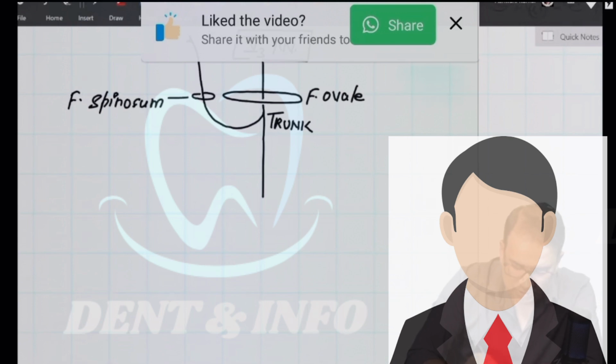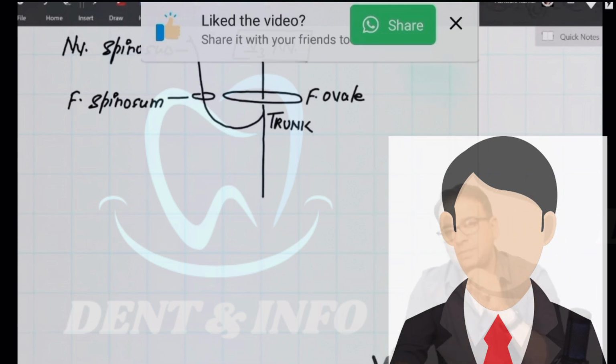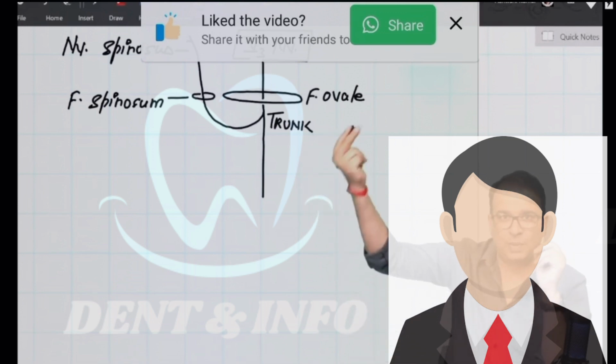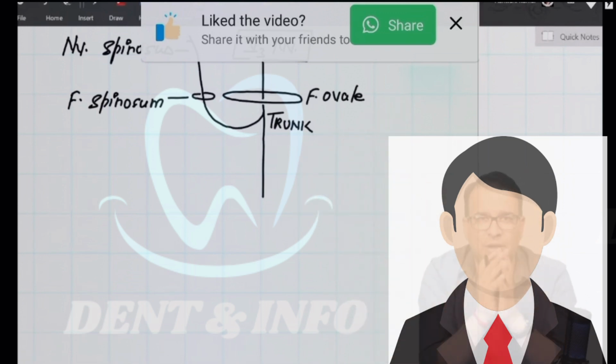This goes through a foramen called the foramen spinosum, and for that reason the nerve is also called the nervus spinosus. So the trunk of the mandibular nerve gives off a branch which goes back into the cranial cavity, called the nervus spinosus, guys. The moment you say nervus spinosus, obviously it is passing through the foramen spinosum.